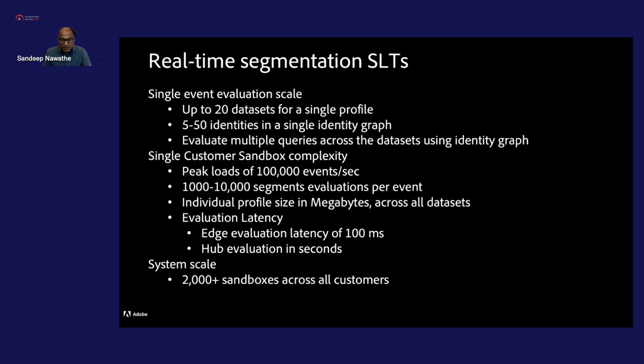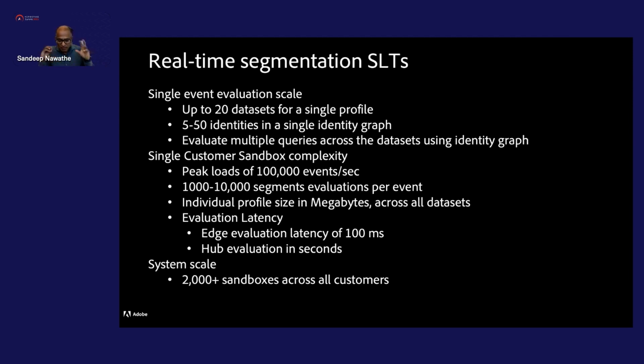Now you start looking at what happens for a single customer sandbox. A typical number of event arrivals: we are expecting peak load getting to 100,000 events. Typical load tends to be 5-10,000 plus. The number of segment evaluations, or queries to be evaluated, 10,000 is the typical number that we are looking at to solve for. An individual profile across all the data sets for a single person gets into megabytes in size. Evaluation latencies: I talked about the system overall, which is edge evaluation latency of 100 milliseconds and hub in seconds.